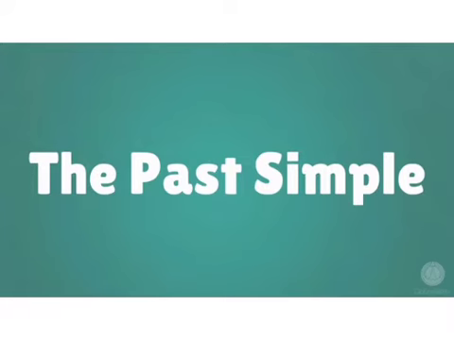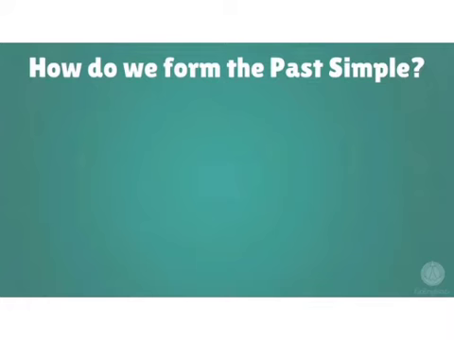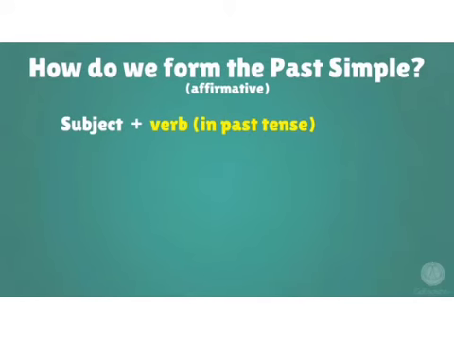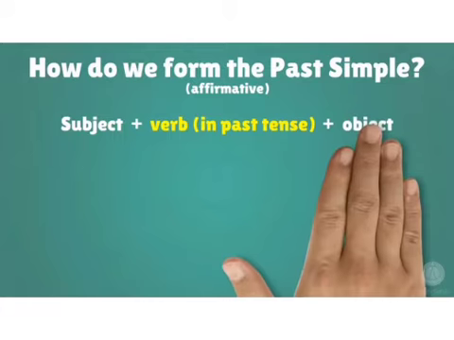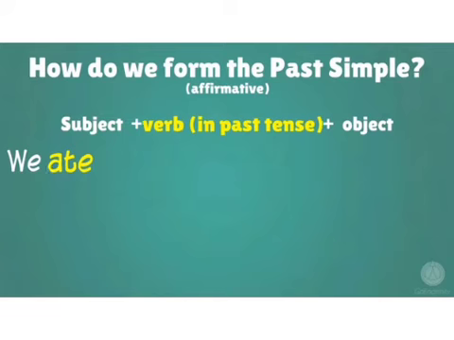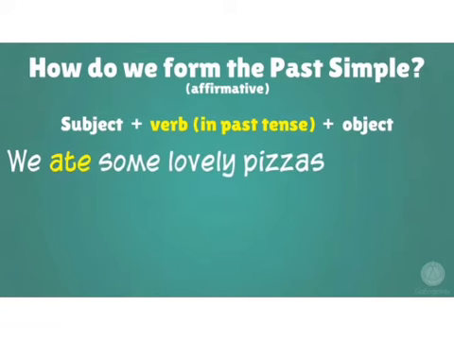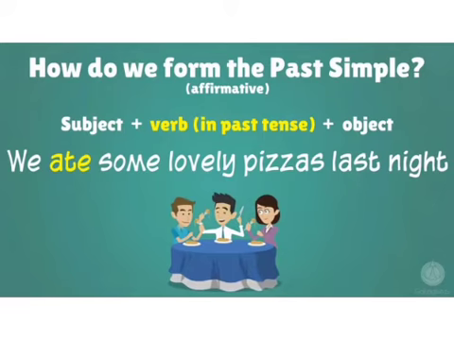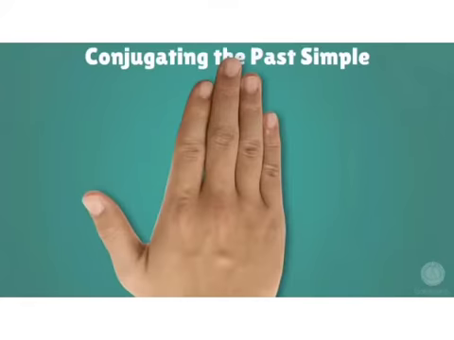Now, let's see the rules and formation for simple past tense affirmative sentences. What is affirmative? A sentence which is positive is called an affirmative sentence. So here we go with the rule. Subject plus verb, which is in past, plus object. Example, we is subject, ate is the past form of eat, some lovely pizzas last night is object.